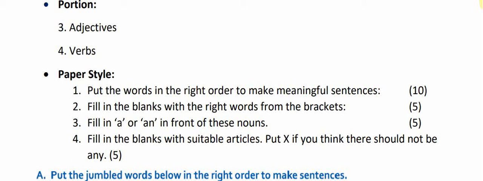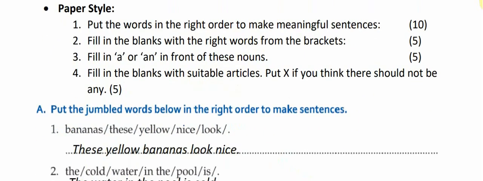Question 3 will be fill in A or N in front of these nouns. Based on the consonant sound or vowel sound, you will have to write which article will come for that. And fourth one, fill in the blanks with suitable articles. A, N or the. Put X if you think there should not be any. Even that will be of 5 marks. Now, I am not explaining you the concepts again, nor am I giving you the extra exercise. Here, let's see which exercises I am talking about.